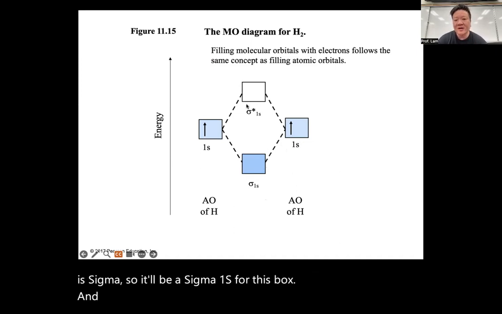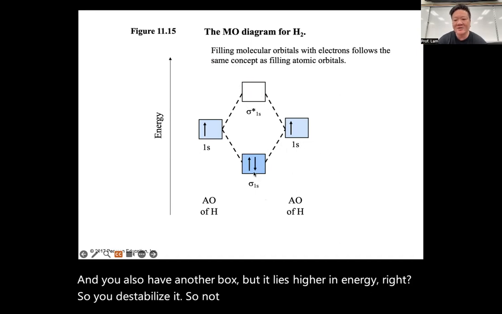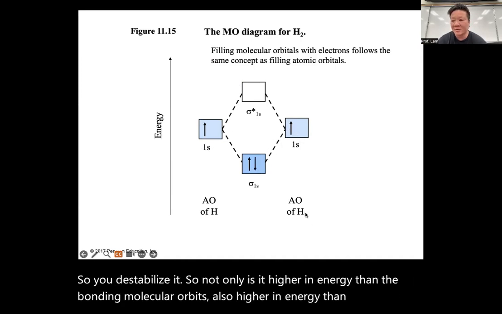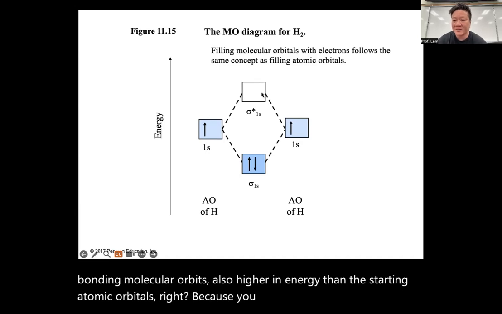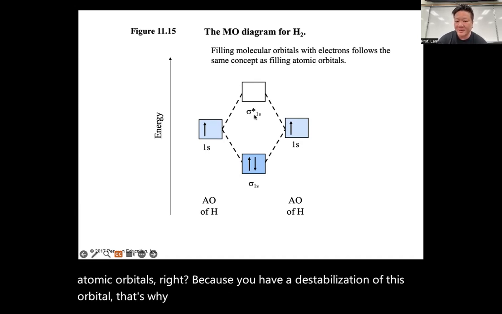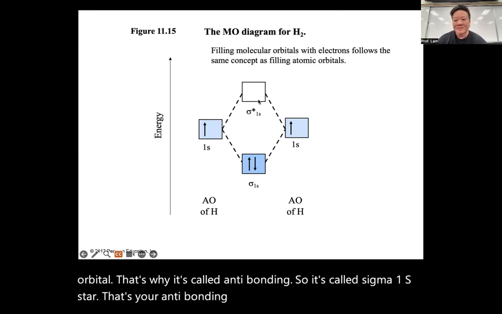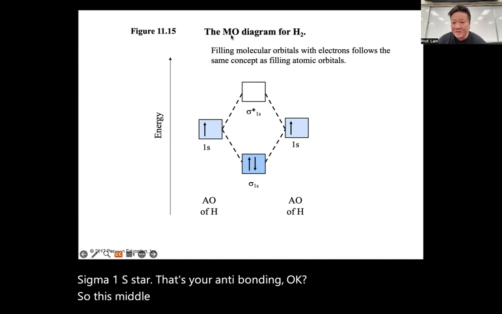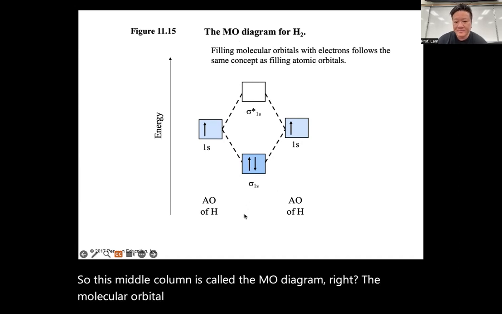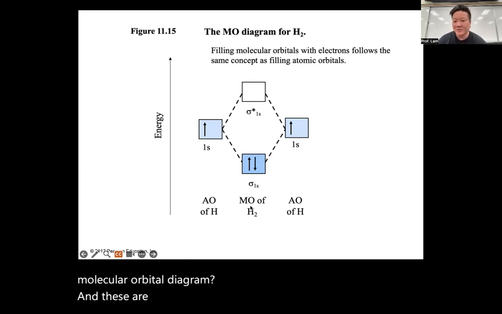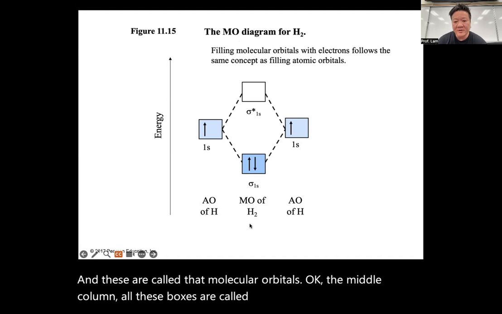And you also have another box, but it lies higher in energy. So you destabilize it. Not only is it higher in energy than the bonding molecular orbital, but it's also higher in energy than the starting atomic orbitals, because you have a destabilization of this orbital. That's why it's called anti-bonding. So it's called sigma 1s star. That's your anti-bonding. So this middle column is called the MO diagram, the molecular orbital diagram. And these are called the molecular orbitals. All these boxes in the middle column are the molecular orbitals of H2.